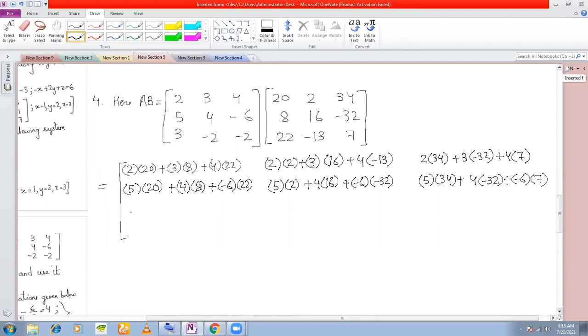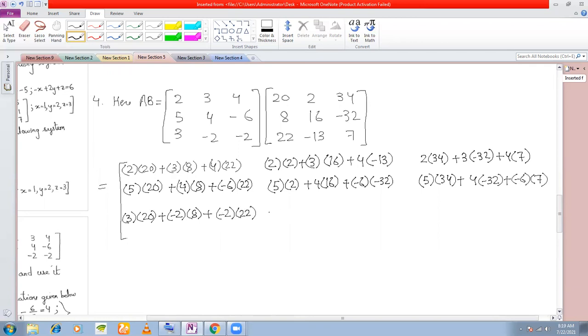Third row, first column: 3 into 20, plus minus 2 into 8, plus minus 2 into 22.